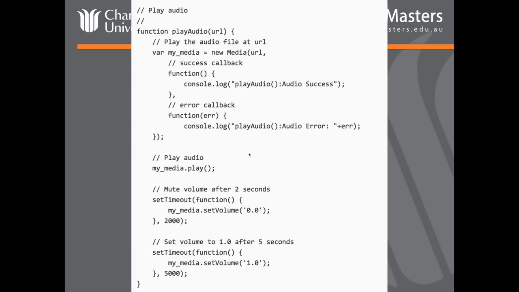Here's another one. What we might want to do in this case is we set the whole thing up, we press play, and then you can set a timeout so that after 2 seconds, it's going to set the volume to zero. I don't know why you'd want to listen to 2 seconds of audio, but anyway, that's how you do it. And then you can turn it up as well. So lots of stuff there.